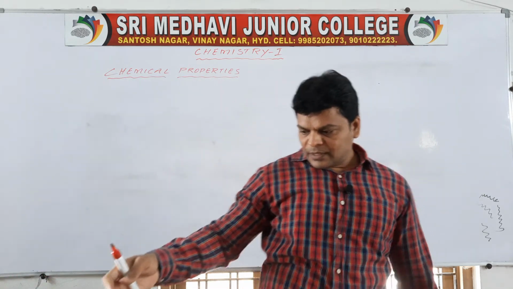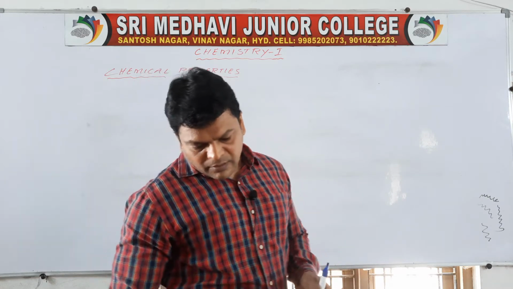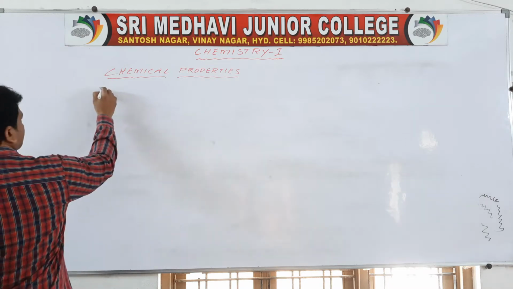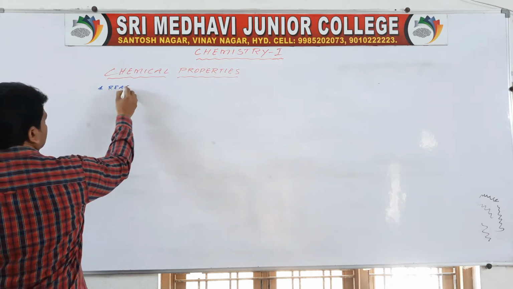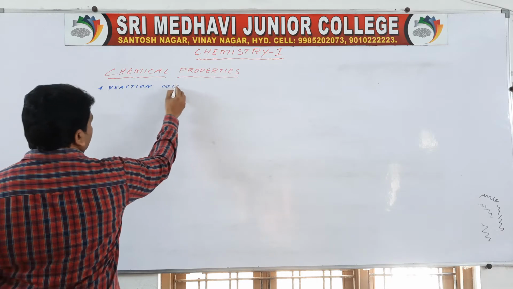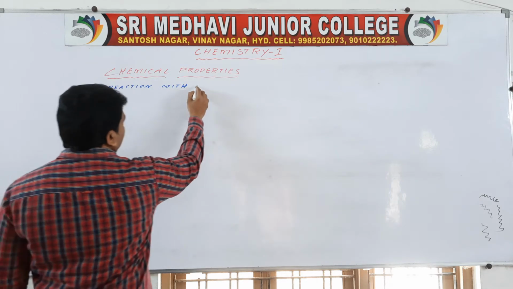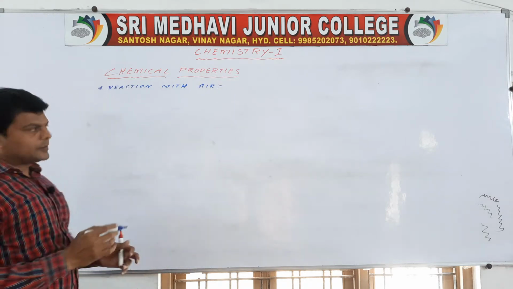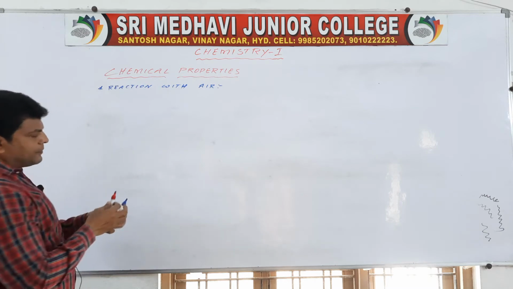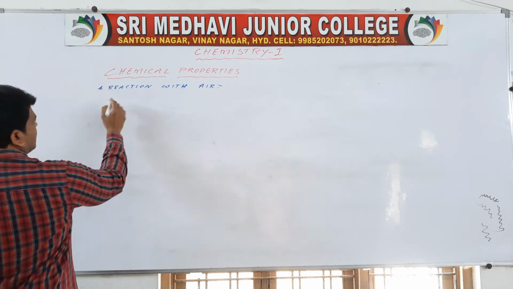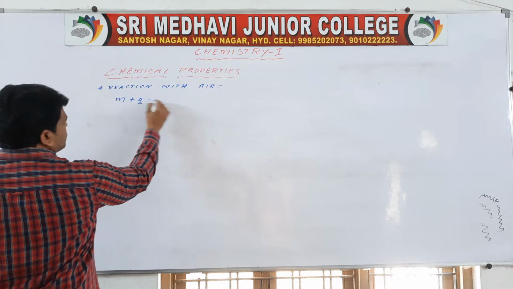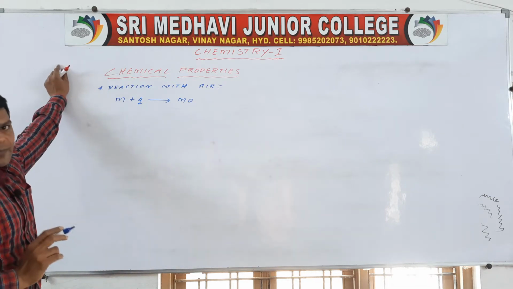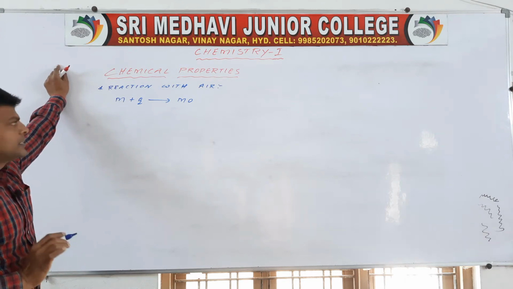So first, reaction with air and water. Next, first, reaction with air. Reaction with air means first M plus O2 gives rise to MO type of oxides. MO type of oxides can form.